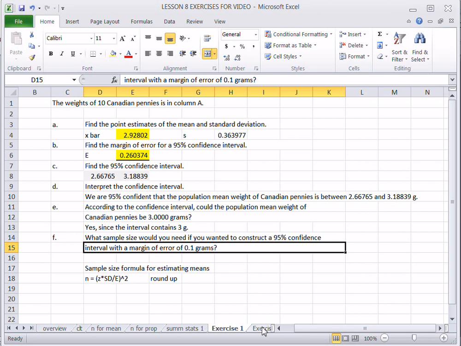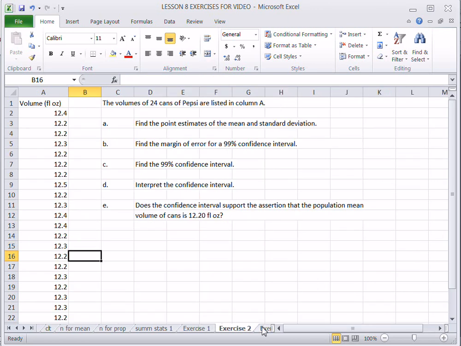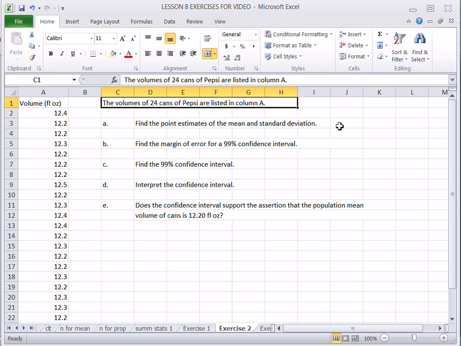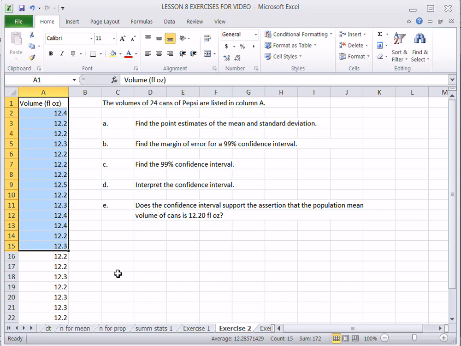Let's instead look at another example. So in this example here, we have the volumes of 24 cans of Pepsi, and those are all listed here in column A.